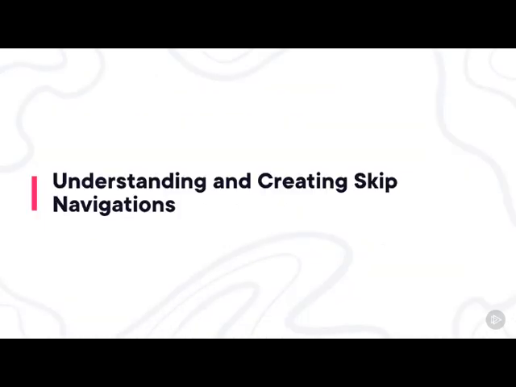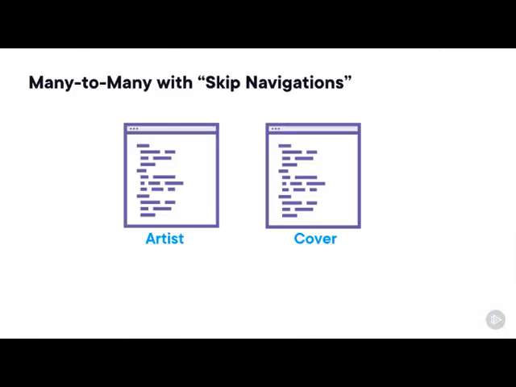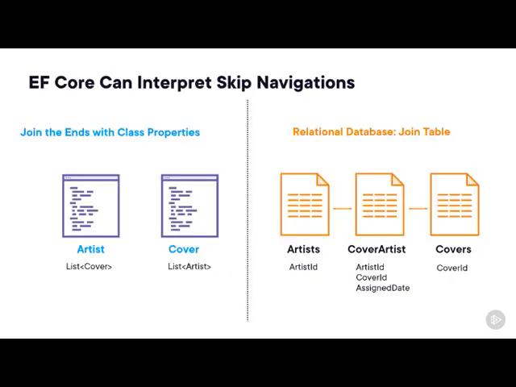Let's take a quick look at how skip navigations work, and then we'll go ahead and create our new many-to-many relationship. For simple many-to-many relationships, you only need to add properties in those related classes that point to each other. That means when we create the artist class, it will need a property that's a list of covers, and the cover class will need a property that's a list of artists. By convention, EF Core will interpret this into how a relational database expresses a many-to-many relationship.